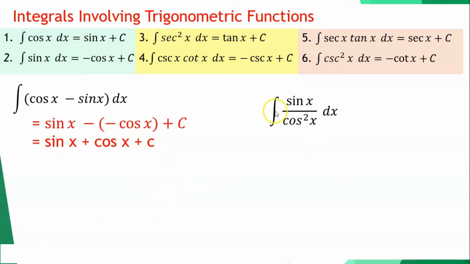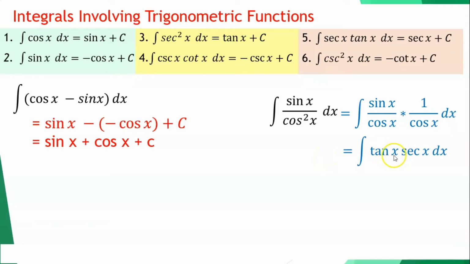Another example. What is the integral of sine x over cosine squared x dx? So take note, we can rewrite this as sine x over cosine x times 1 over cosine x dx. So take note, sine x over cosine x by quotient identity is tangent x, and 1 over cosine x by reciprocal identity is secant x dx. So take note for number 5, the integral of tangent x secant x dx is basically secant x plus c.